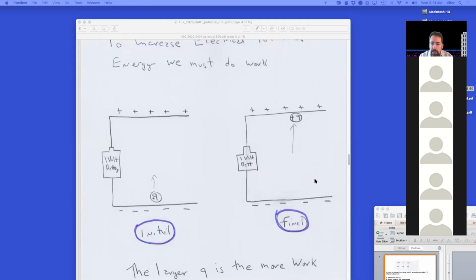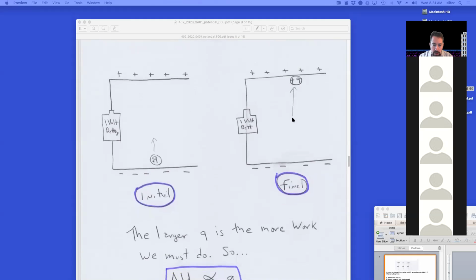So in that process, what we're going to define here is that this charge, because I have to do work on it to move it, I'm giving it some kind of potential energy because it wants to get back to where it started. It wants to get back down to those negative charges at the bottom where it's comfortable and more attracted, and away from those positive charges which it's repelled from.